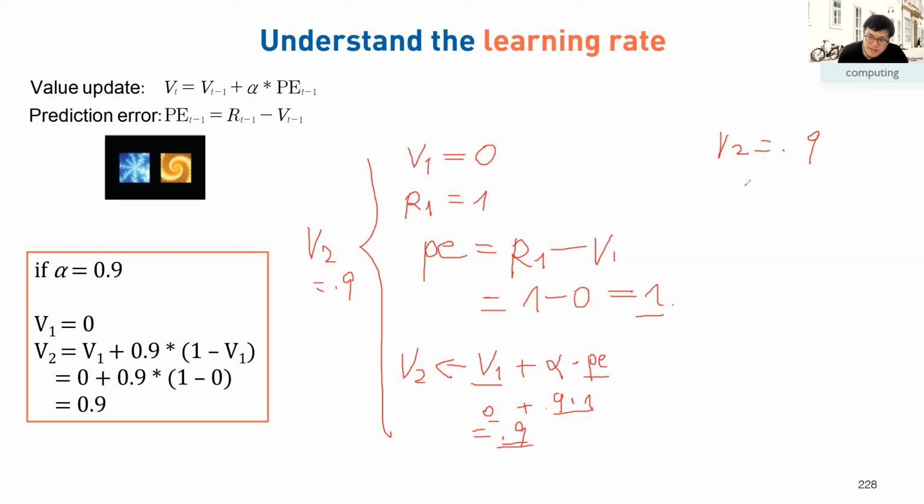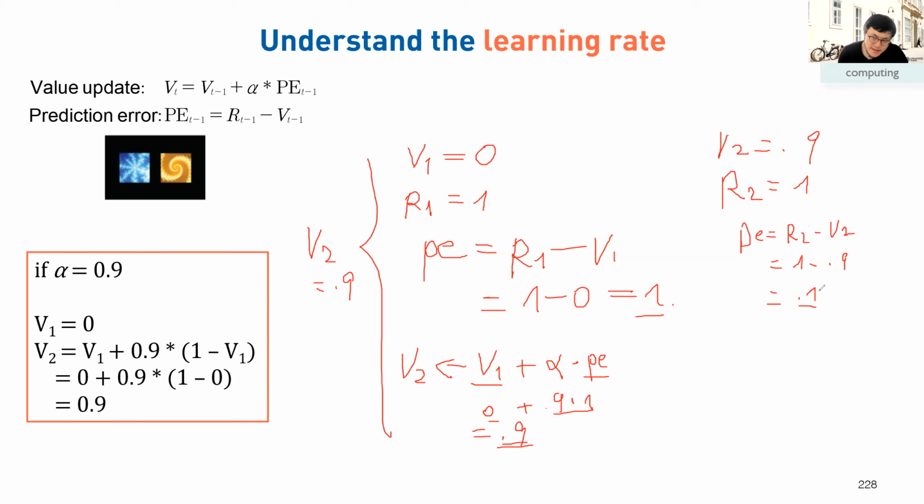Let's say the participant is really lucky, and the second outcome is also a 1. So what is the PE? One more time, PE is the actual reward minus the expected reward, or the value, or the anticipation, or the prediction, however you call it. Here it is 1 minus 0.9, which is a smaller one. This is 0.1. You get a small prediction error.